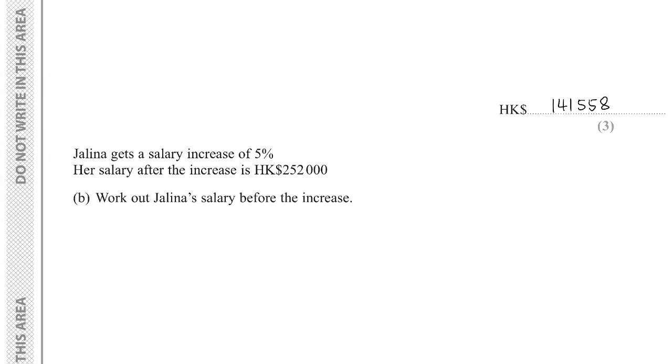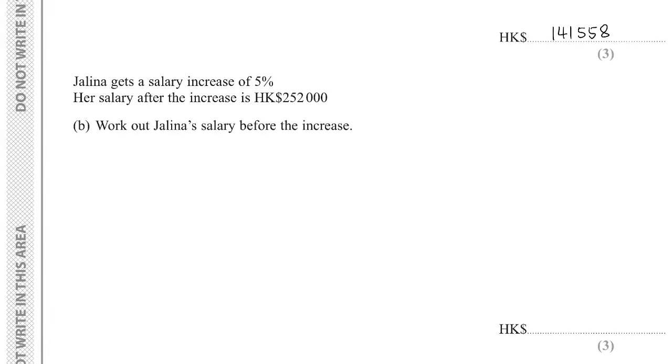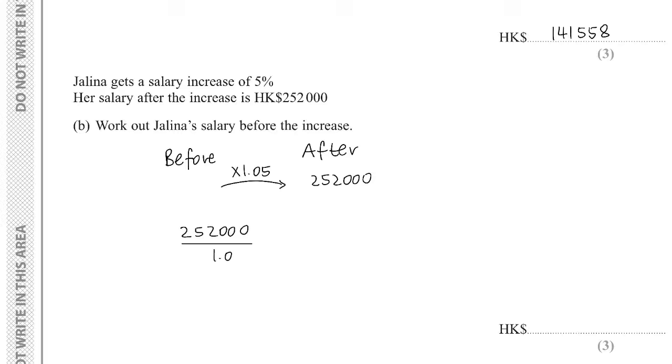And then Jalina gets a salary increase of 5%. Her salary after the increase is 252,000. What was her original salary? So we've got the before and the after. We know that after is 252,000, and there has been a salary increase of 5%, which means a multiplying factor of 1.05. So to find the before, I simply do 252,000 divided by 1.05. So 252,000 divided by 1.05 gives me an answer of 240,000.